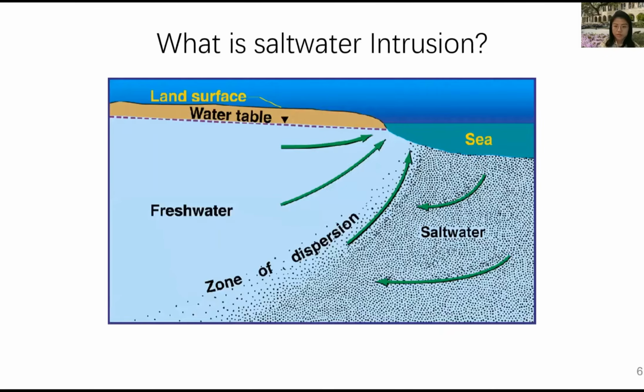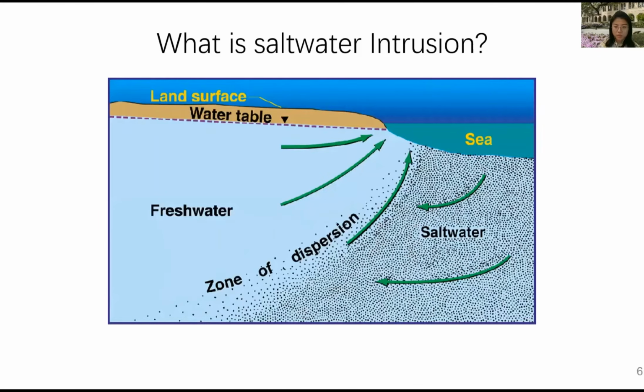Saltwater intrusion occurs in coastal aquifers due to the hydraulic connection between groundwater and seawater. The denser seawater has a higher water pressure, which leads seawater to push inland beneath the fresh water. There is a place called the zone of dispersion, where salt dispersion takes place.